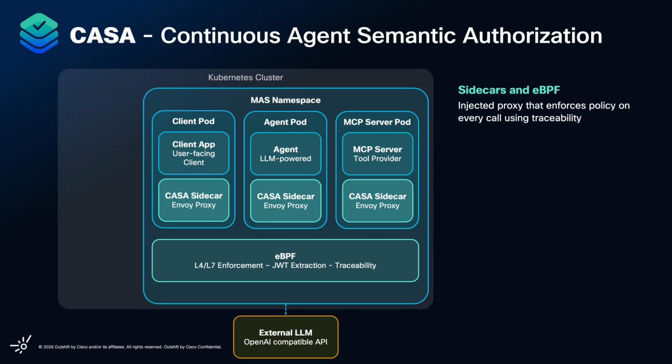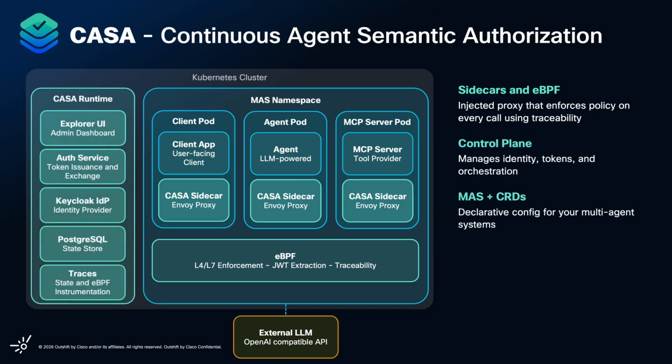Together, these two components give CASA complete visibility and control over all communication within the multi-agent system. In the second step, we introduce the CASA runtime. This runs in its own namespace and manages identity, tokens, and orchestration. The CASA runtime includes the Explorer UI, which is the admin dashboard we just discussed for monitoring and managing multi-agent system activity.